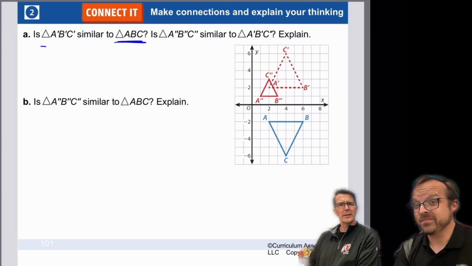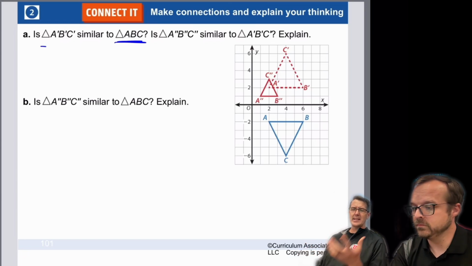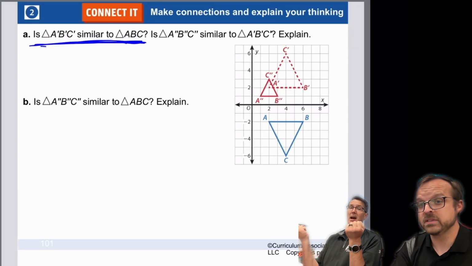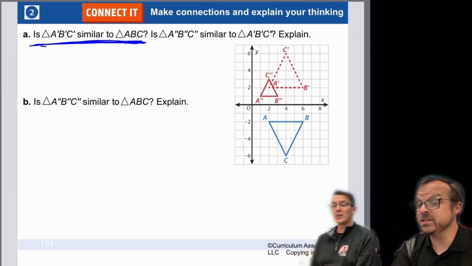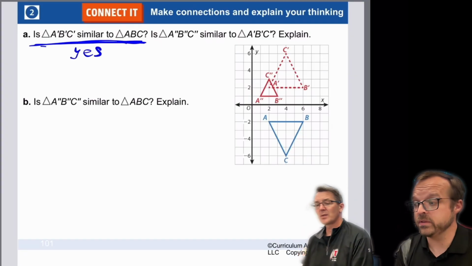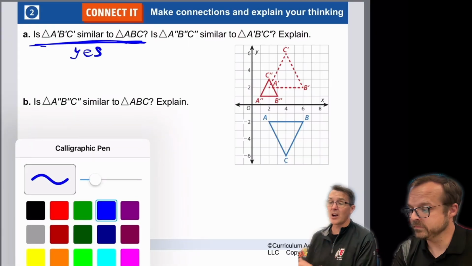But it's congruent. Yes, but what we said a couple of lessons ago is that congruent is also similar, but not everything that's similar is congruent. So because they are congruent, they are also similar. So that's a yes on this one. They are similar because they are congruent. I would prefer congruent, but we can say that they are similar.